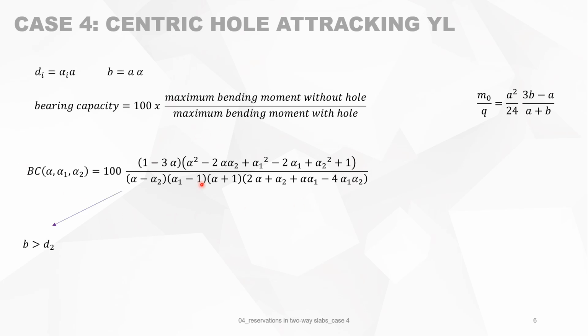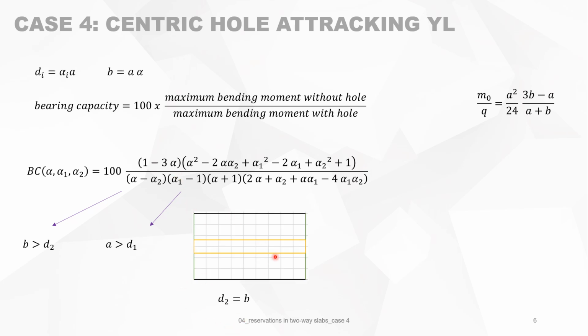Now, when you examine this formula, you see immediately that B can never be equal to D2, or D2 can never be equal to B, because then the formula gives infinity. So you cannot use this formula for B equals D2. The same happens for A equals D1. It's not possible. So the hole cannot be over the total width or the total length of the slab.